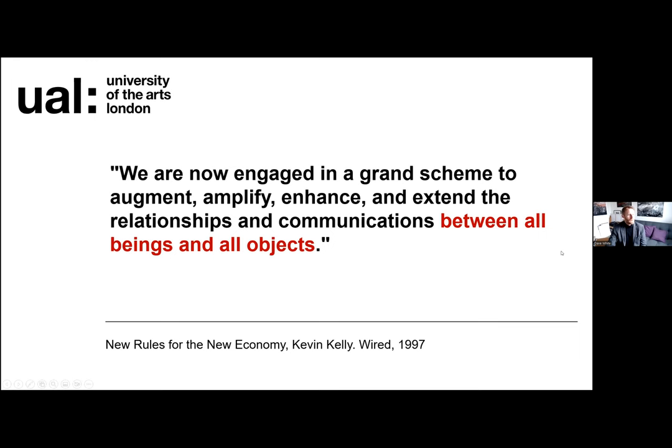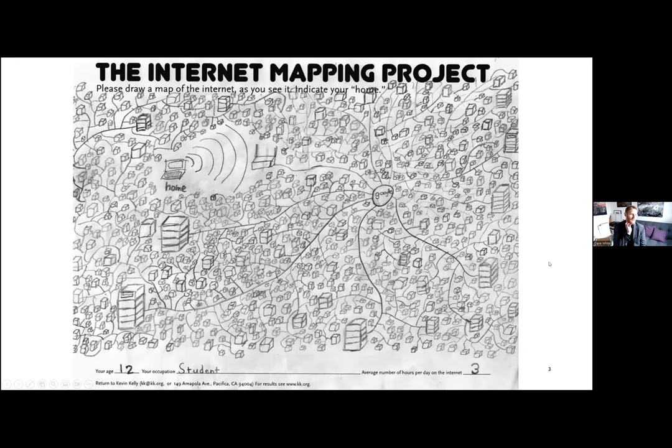Now, Kevin Kelly did this really interesting thing, and this is from a little while ago, but I really like it because one of the interesting things about the digital space is that whilst we all spend a lot of time in it in various forms, we don't have a shared conception of it. Different people imagine different things when you say digital or the web or whatever it might be. So Kevin Kelly asked people to draw a map of the internet and indicate your home. Very simple. And you get radically different answers.